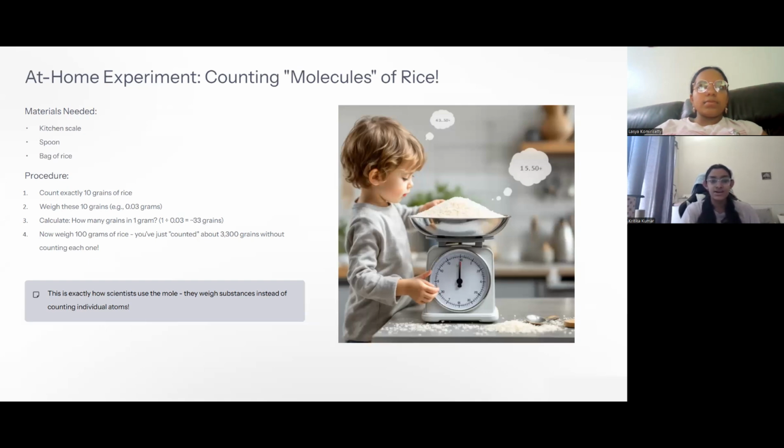This is exactly how scientists use the mole. They weigh substances instead of counting individual atoms. Because if you had to count 3,300 grains, it would take ages, but just weighing 100 grams is a lot easier.